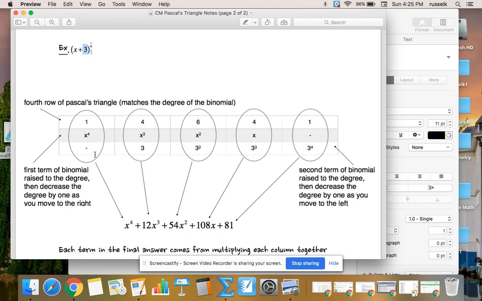So the first column will give you the first part of your answer. So it's 1 times x to the fourth times 1, which is just x to the fourth. 4 times x to the third times 3 is 12x cubed. 6 times x squared times 3 squared, which is 9, gives us 54x squared. 4 times x times 3 cubed, which is 27. And then 1 times 3 to the fourth. That will give you each term for your final answer.